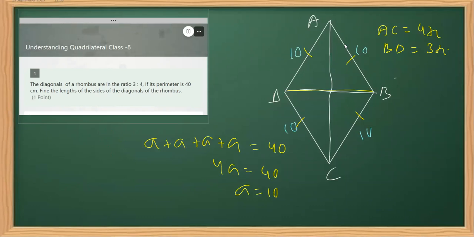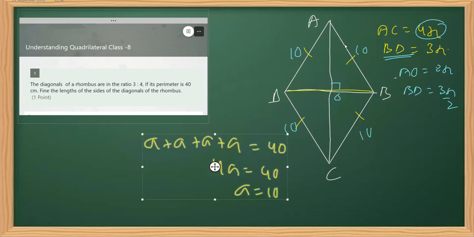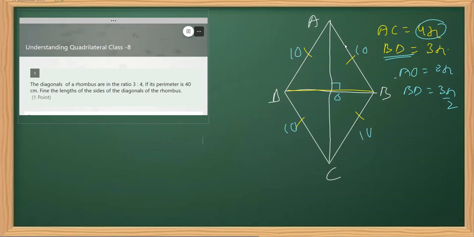Now, the important property that will be used in solving this question is that the diagonals of a rhombus bisect each other at 90 degrees. That means the length of AO will be half of AC, that is 2x, and that of OB will be 3x over 2. As the diagonals of a rhombus bisect each other at 90 degrees, we will take these lengths. Now, further, we are going to apply the Pythagoras relation in this triangle.